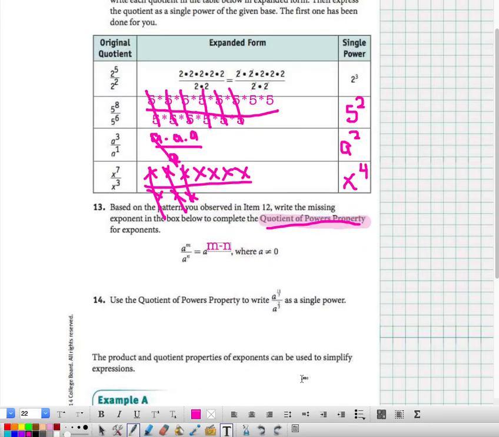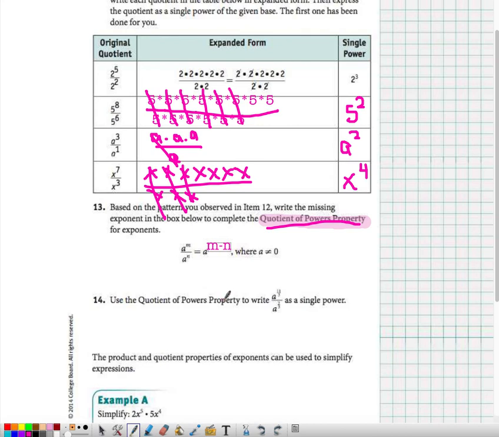So use the quotient of powers to rewrite it as a single power. So we have a to the 11 thirds minus 2 thirds. So 11 minus 2 is 9 thirds, which is a to the 3rd.